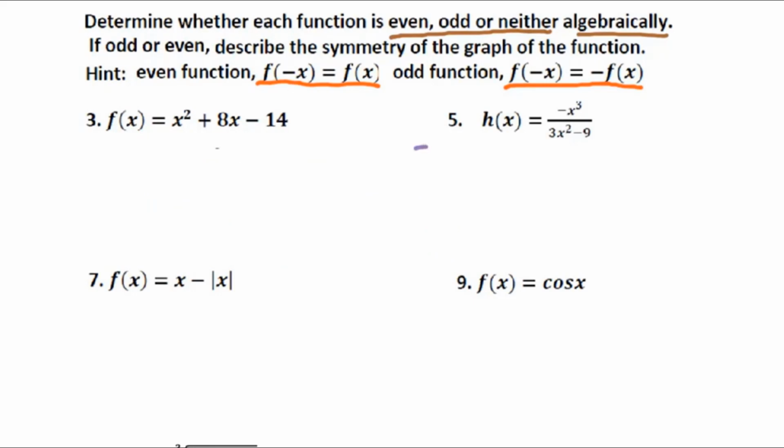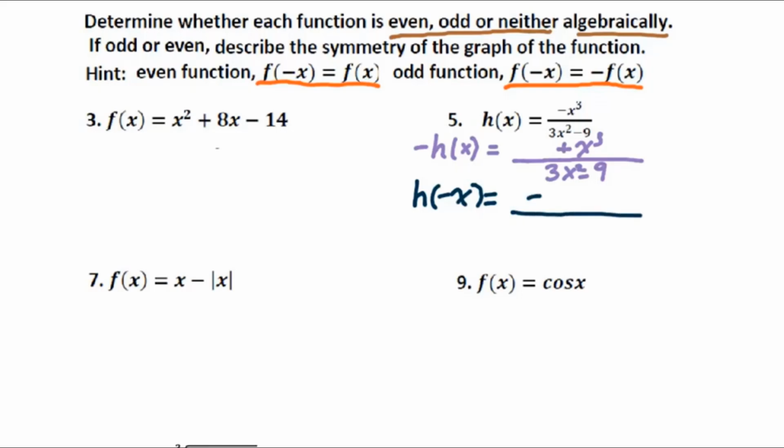First of all, still, I need negative h of x. Since this is a fraction, you get the opposite of the numerator. That's how you get the positive x to the third power. The denominator stays the same. Then we work on h of negative x, which means every single x turns into negative x. So we got negative, then negative x to the third power, over 3 times negative x squared minus 9.